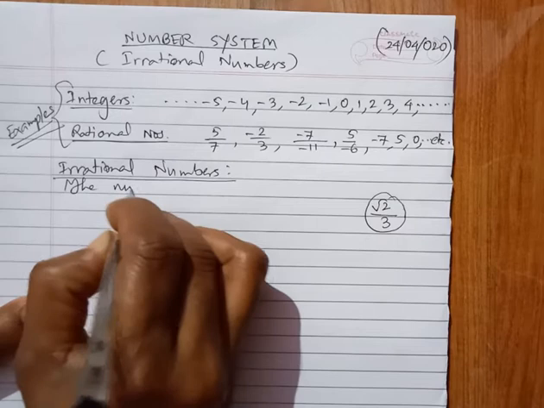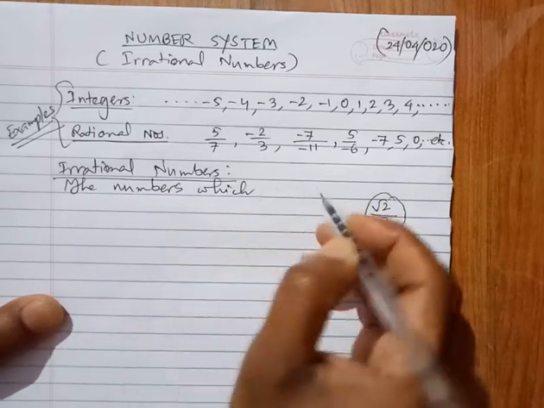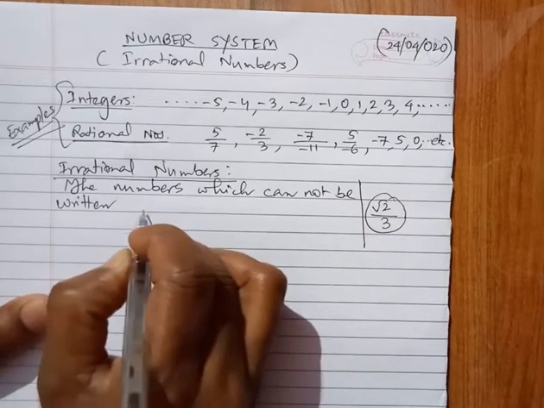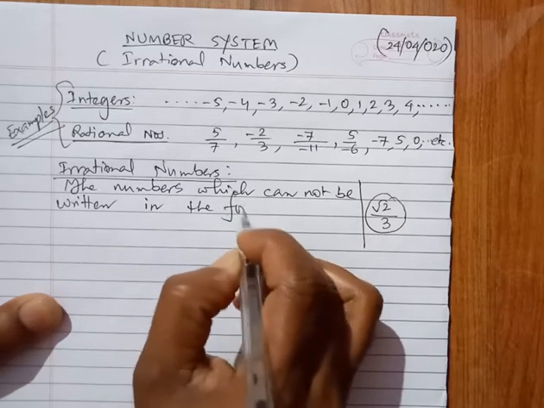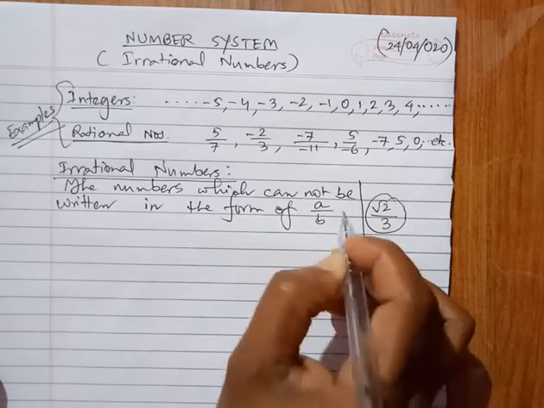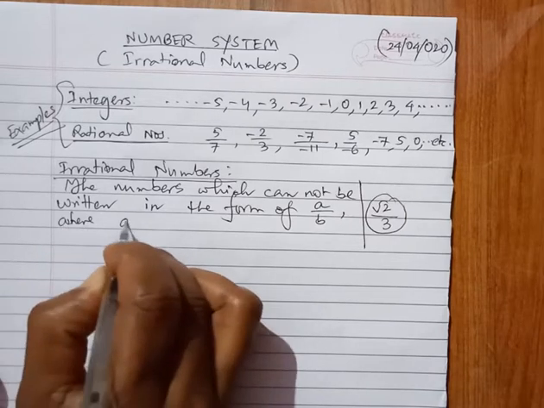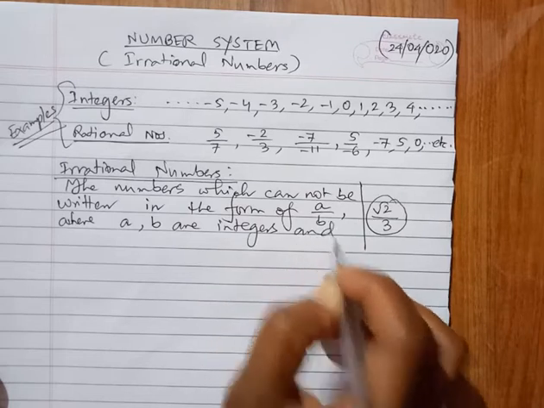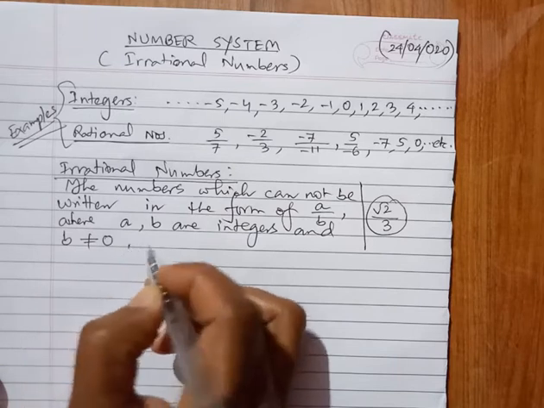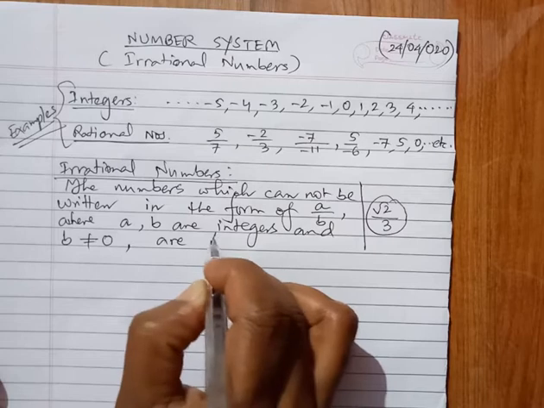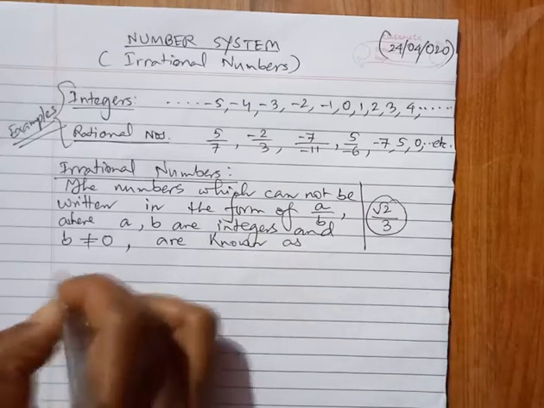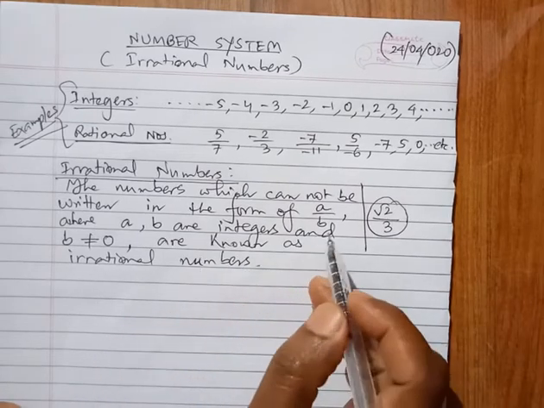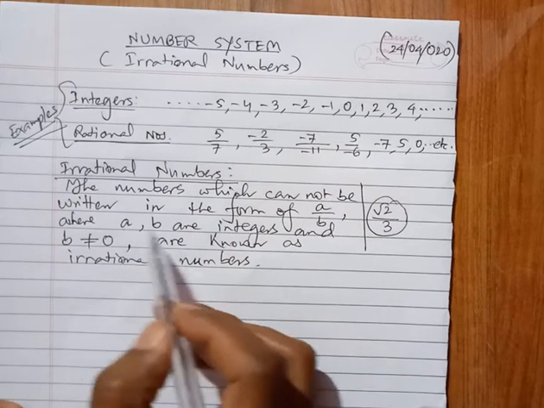Right. The numbers which cannot be written in the form of a by b, where a, b are integers and b is not equal to 0, are known as irrational numbers.